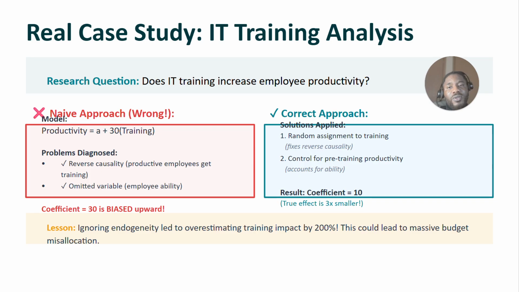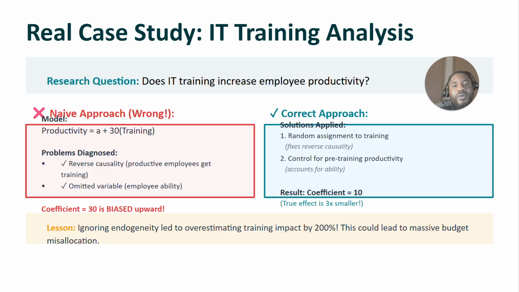Again, different situations call for different solutions. The key is matching the right solution to the specific endogeneity you diagnose. Then, let's use a real case study, and let me show you a real example of what happens when you ignore endogeneity versus when you properly account for it. Let's say we have a research question: does IT training increase employee productivity?